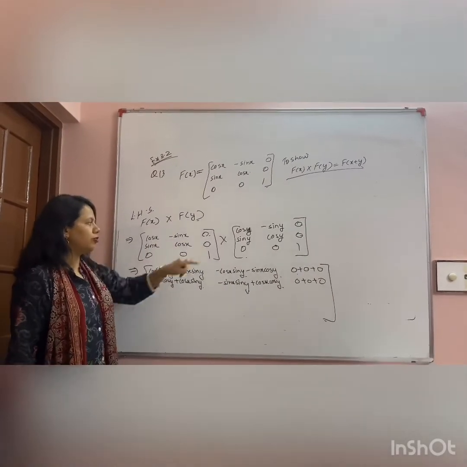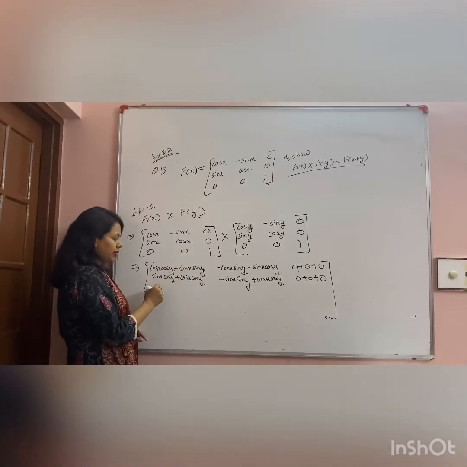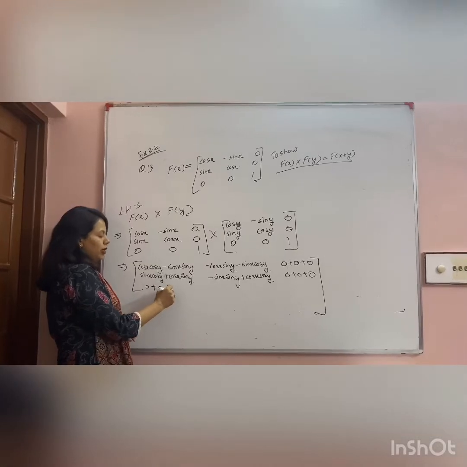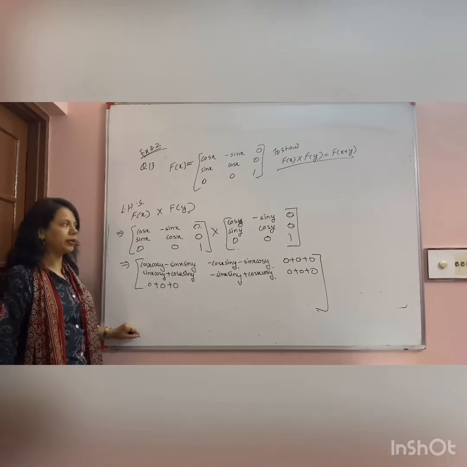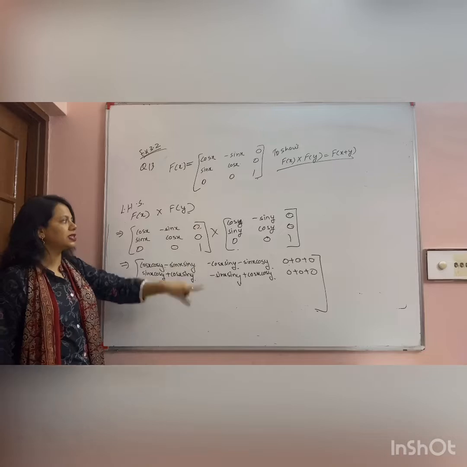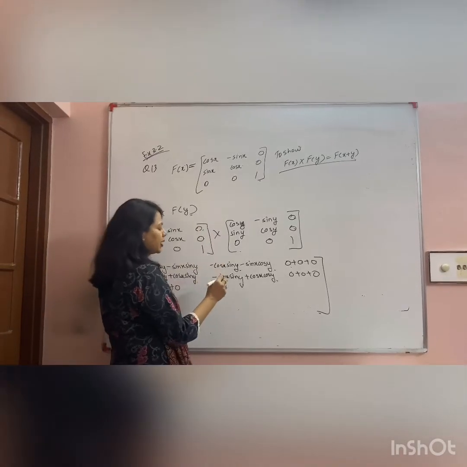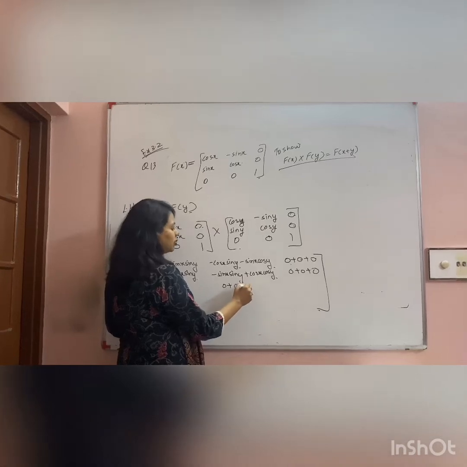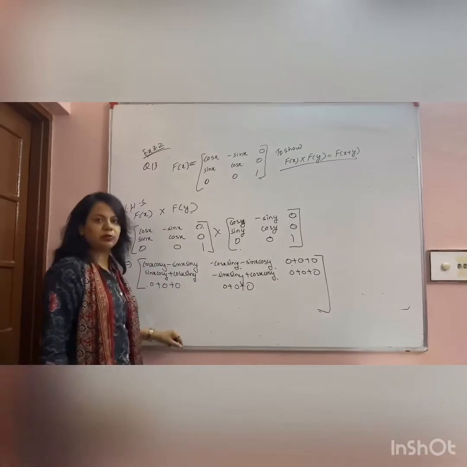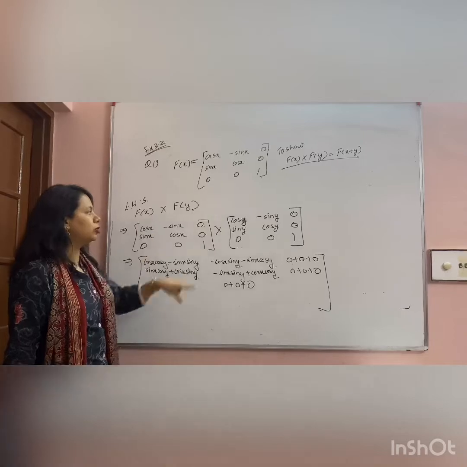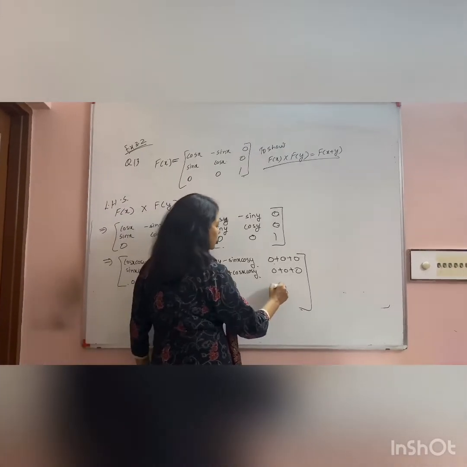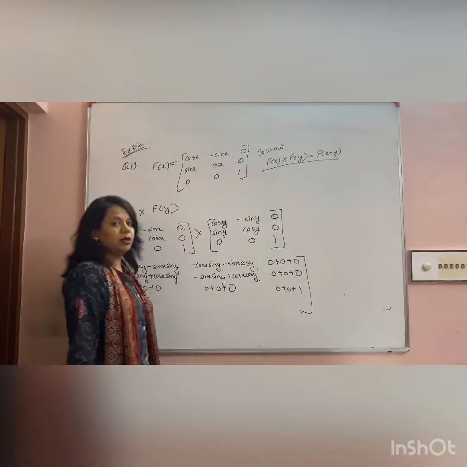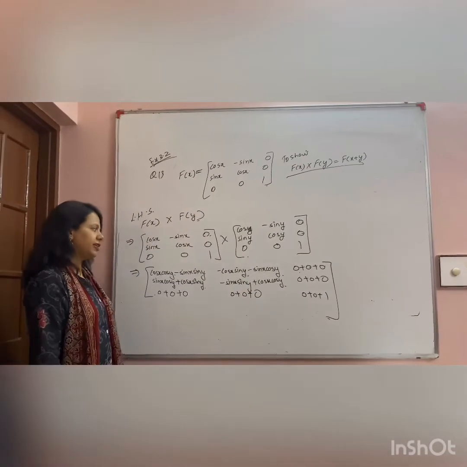Now third row, first column. So 0 into cos y gives me 0. 0 into sin y gives me 0. 1 into 0 gives me nothing but 0. Third row, second column. So 0 into minus sin y again gives me 0. 0 into cos y gives me 0. 1 into 0 gives me 0. Now third row, third column. So that gives me 0 plus 0 plus 1 into 1 would give me 1. Please be careful. Do not write it as 0.